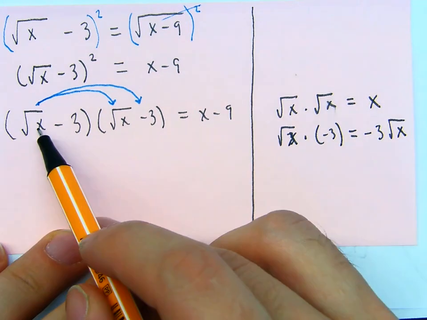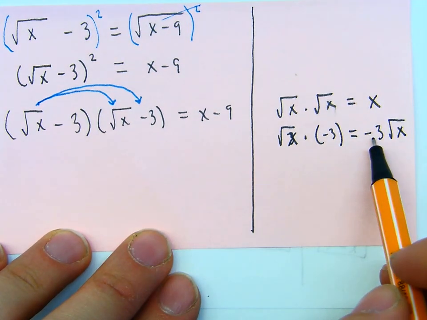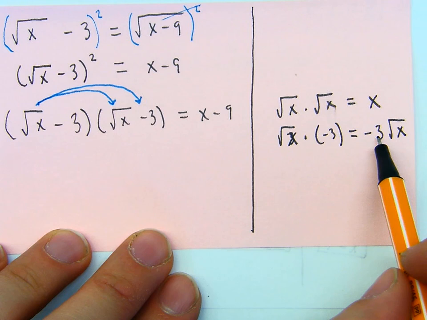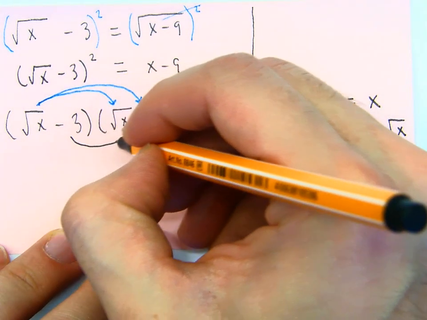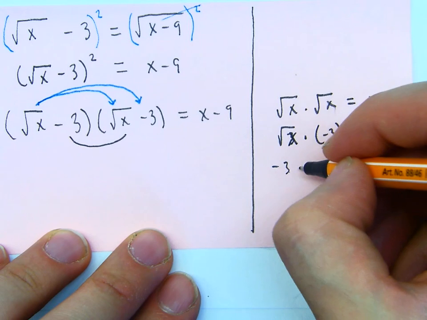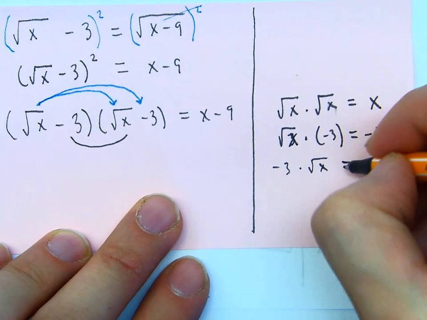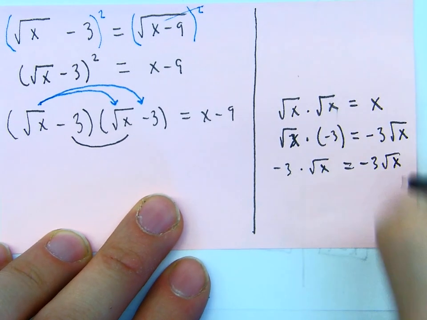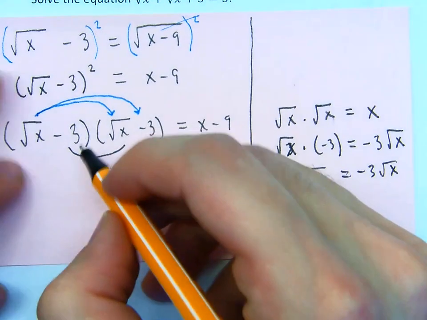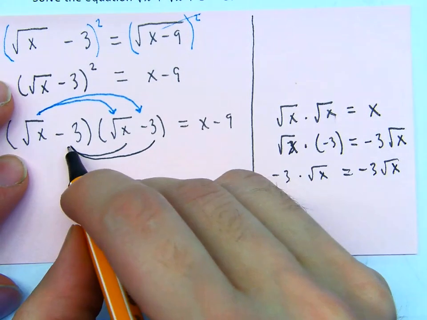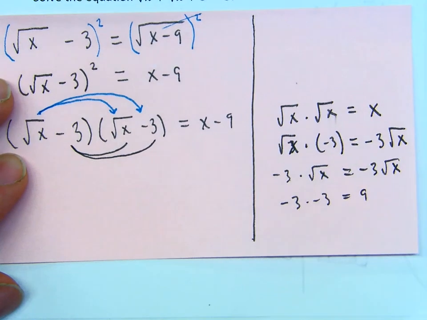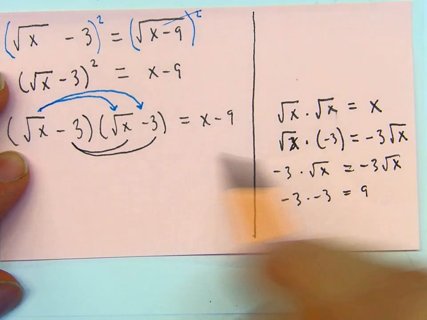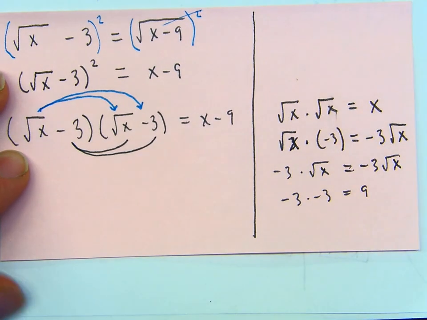You see, this square root of x times this negative 3 is negative 3 square root of x, because you're just doing negative 3 times the square root of x. And the same thing happens here. This negative 3 times square root of x is just negative 3 square root of x. Okay? And then this part over here is easy peasy. Negative 3 times negative 3, that is positive 9. Okay? So now that we FOILed it, let's put all these 4 together.